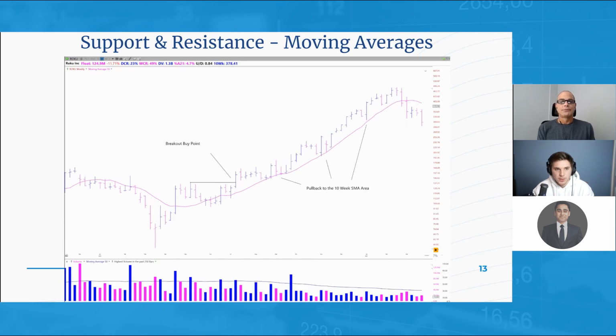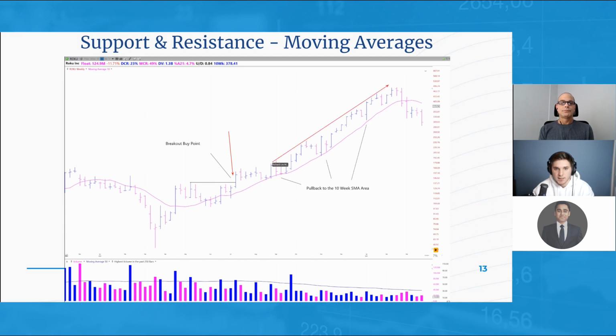And moving on to another key point in terms of support and resistance, we've got moving averages. Support and resistance doesn't have to be static. It can also move with the stock's price, and we often see that with key moving averages. We'll get into the specific ones that we use at TraderLine in just a bit. But anyway, we've got Roku here, another example from 2020. We've got the breakout buy point, and then this trend up is basically a nice steady trend.